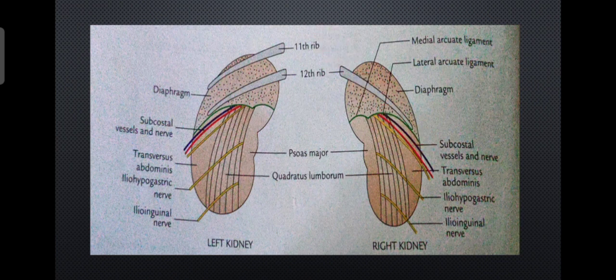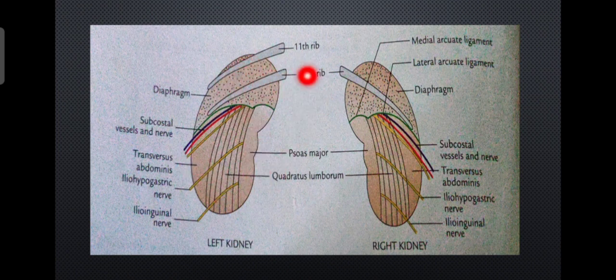Then we have the diaphragm here covering the upper portion of the posterior aspect, and then below it we have three muscles. The medialmost muscle is the psoas major, which is one of the posterior abdominal muscles. Then another muscle is the quadratus lumborum, which is also one of the posterior abdominal muscles. We will learn this in the posterior abdominal wall. Then transversus abdominis, that is present on the lateral aspect of our body. So these three muscles along with the diaphragm form the posterior relations.